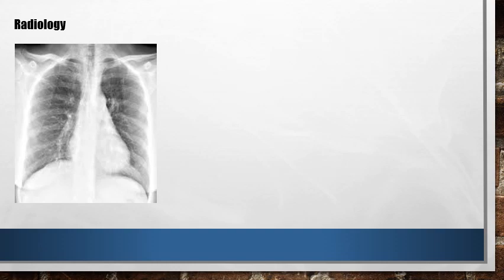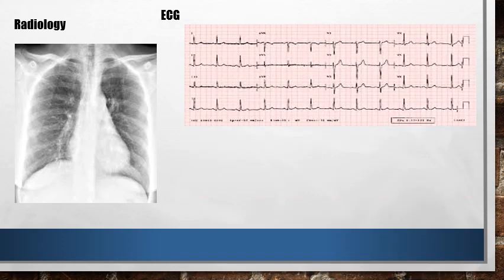The last case, or the sixth case, has a normal chest X-ray, normal ECG, normal ABG. So this patient was diagnosed with acute bronchitis and received home treatment and went home.